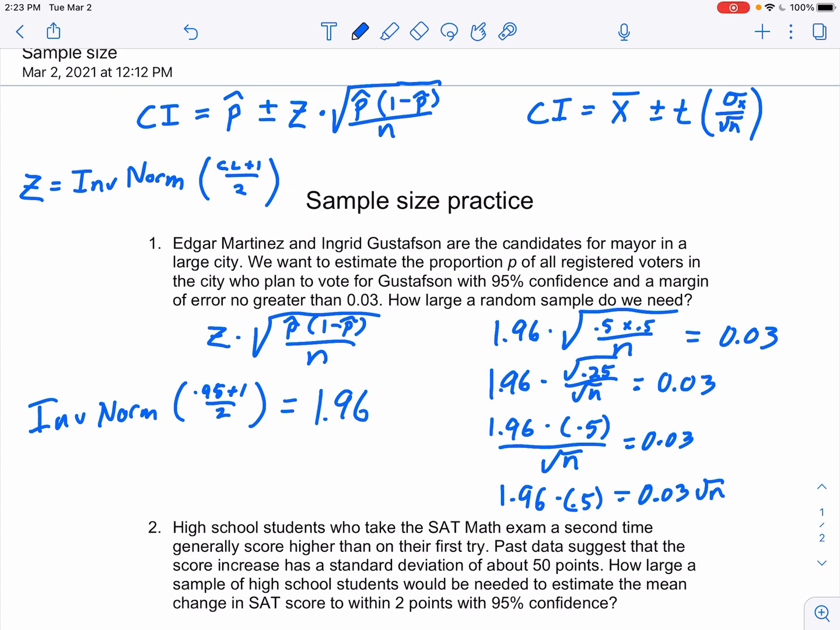Okay, divide by 0.03, and I end up getting the square root of n equals 32.666 repeating. So n equals 1067.11. Okay, so we would say what we need is, we'll round up, 1068. That's how many people we would need to survey. Okay, let's take a look at number 2, and then I'll let you do number 3 on your own.